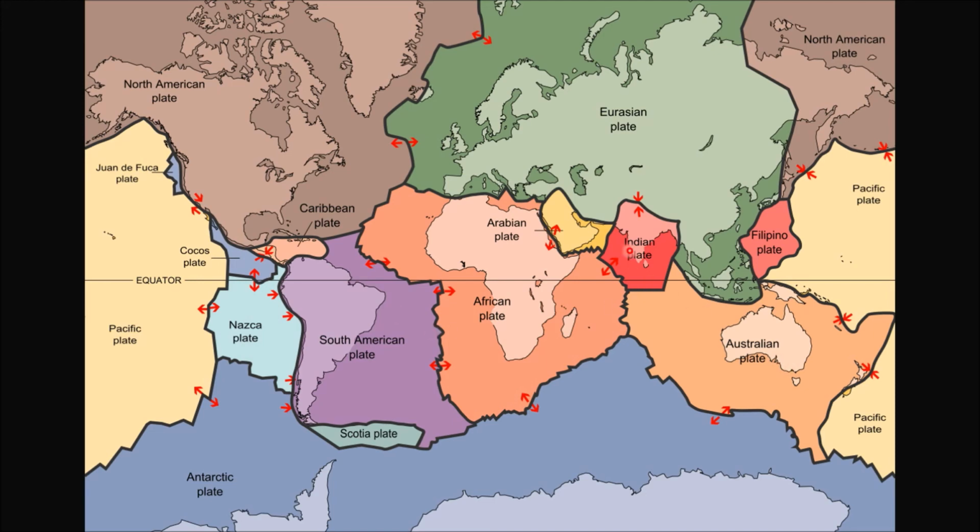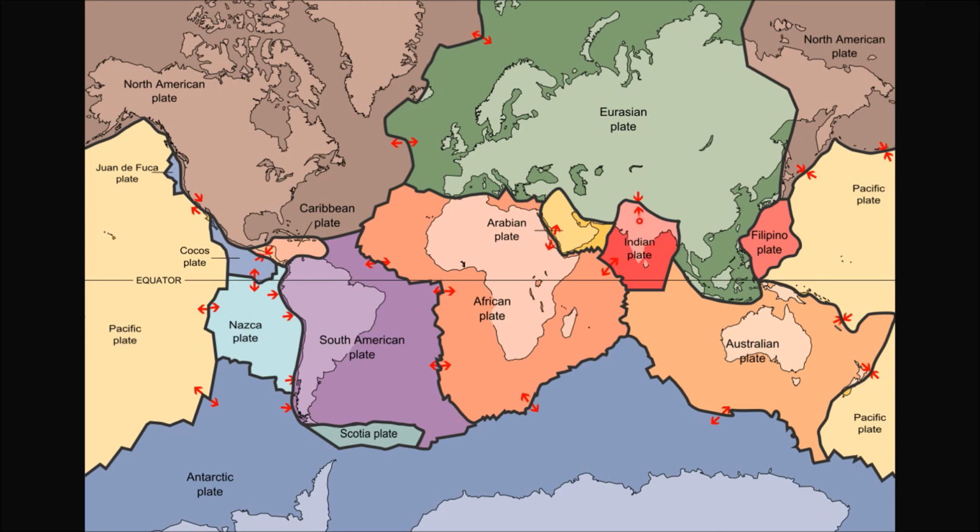So let's take a look at these two plates over here. We have the Eurasian plate, right? This is a big plate. It includes all of this land over here. And then you have the Indian plate. So what do you see going on at the border between them, right? Where is the Indian plate moving?